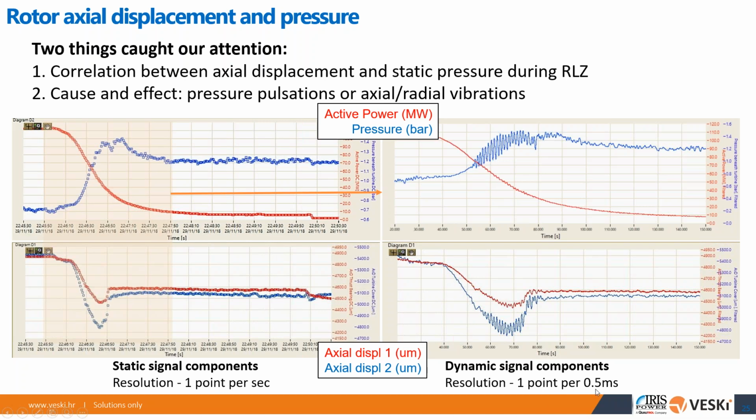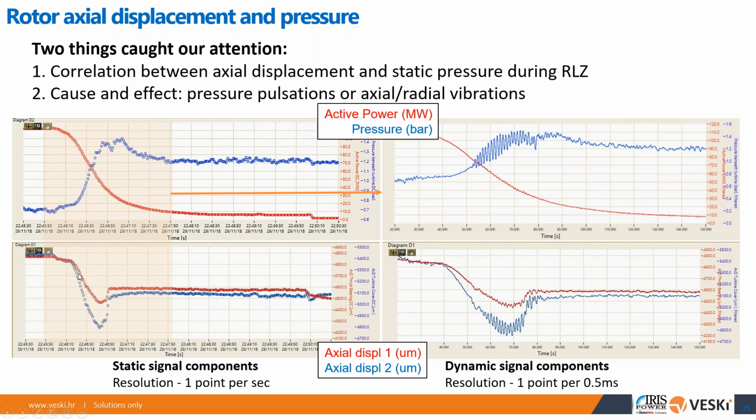This one has 1 point per each half millisecond, right? So this is a 2 kilohertz sampling rate, and out of this signal we compute those numbers. So this is the active power, and this is the pressure. As the machine passes through a rough load zone, we can see the power decrease. The pressure lifts up a little bit. It builds up during the rough load zone.